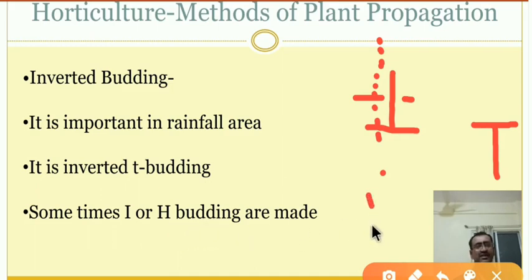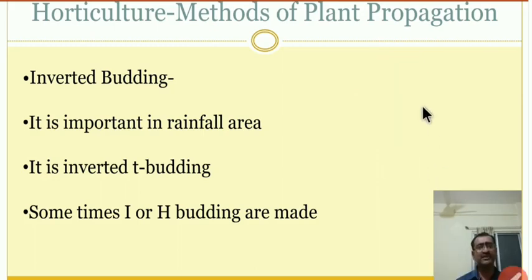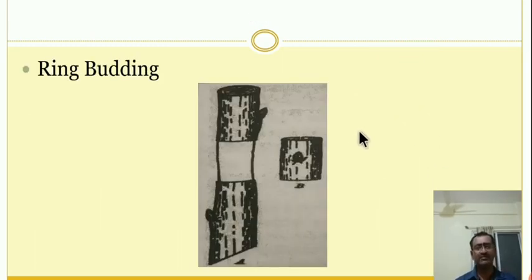In some cases the I budding, or in some cases an H cut, is taken here, and inverted budding can take place. In this way, the only difference is in the shape and the manner of cut applied in both cuttings. That is inverted budding. And the third one is ring budding.